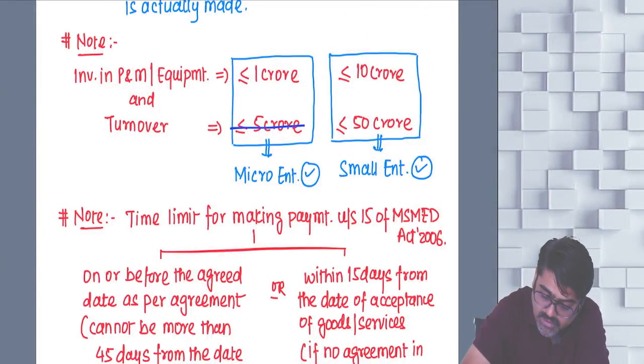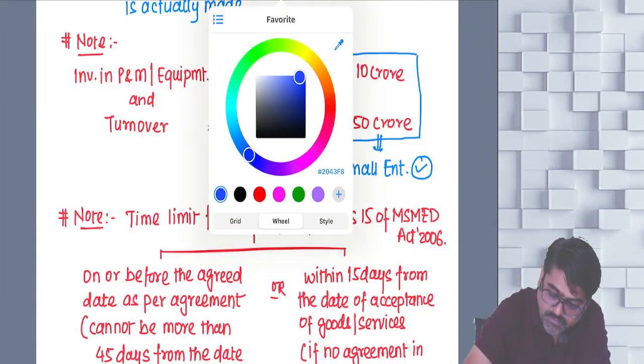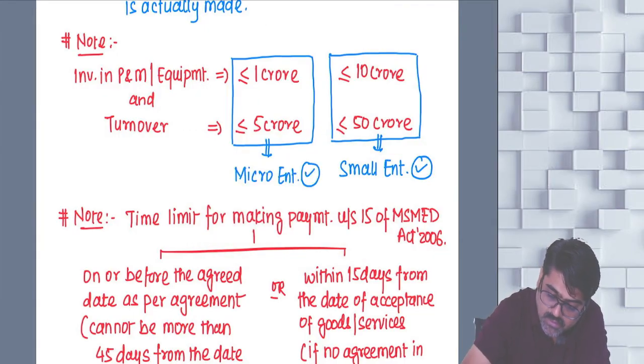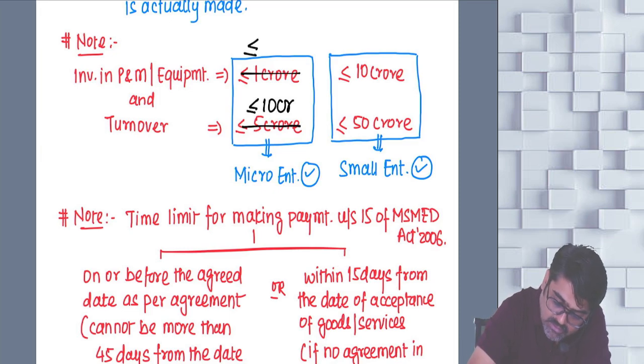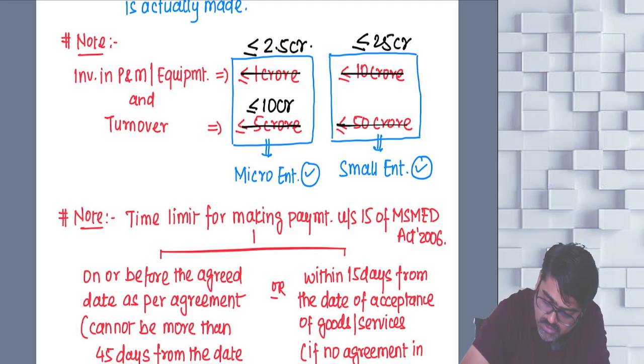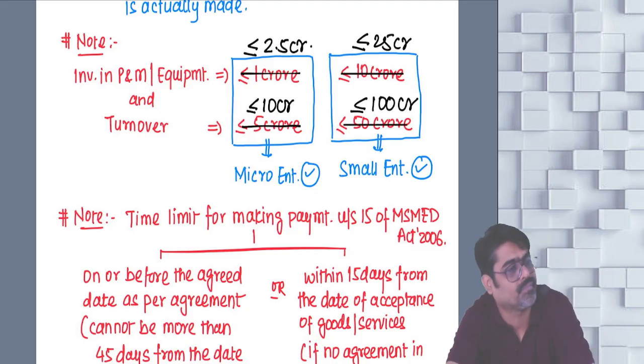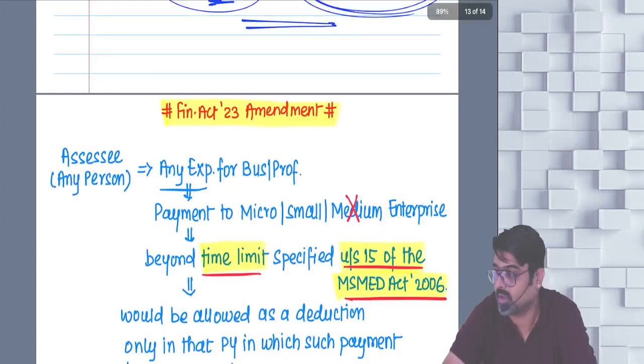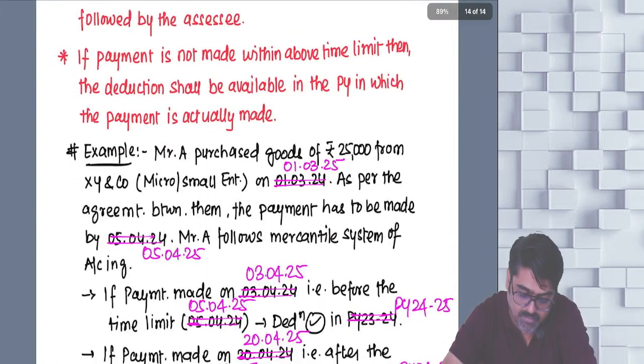So will you remember this, or now this has changed? So now, tell me, what are you going to write here for turnover? Less than or equal to 10 crores. What are you going to write here? Less than or equal to 2.5 crores. Yes or no? Here what are you going to write down? Less than or equal to 25 crore. Here less than or equal to 100 crores. Done, sir? So this was your section 43B. Okay.